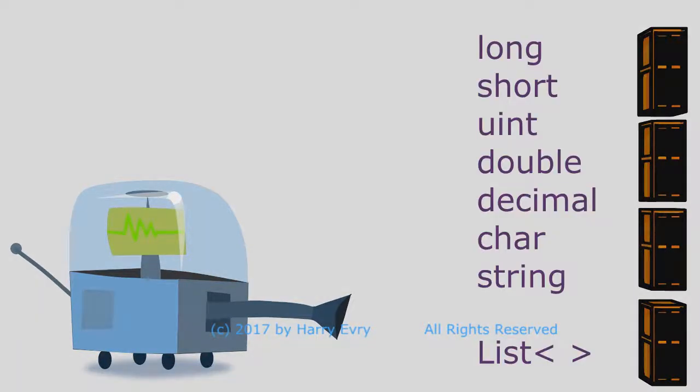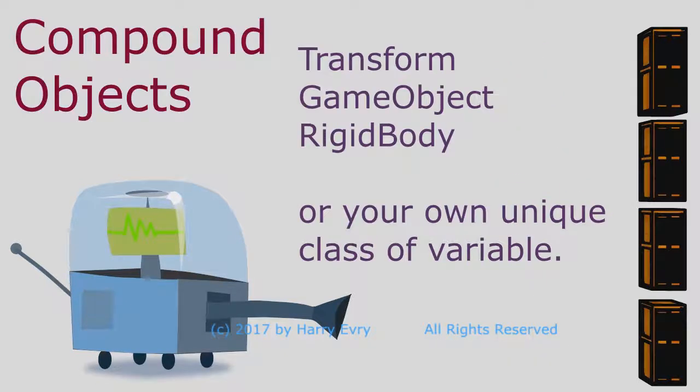In addition to integers, booleans, and floats, C# supports many other types of variable. Long and short integers, unsigned integers, double precision floating point values, decimal values, characters which can hold individual letters or symbols, strings which are long lists of characters, or indeed lists of any of the above. There are also compound objects or classes that can hold a rich variety of data. Or you can create your own unique class containing a variety of elements.